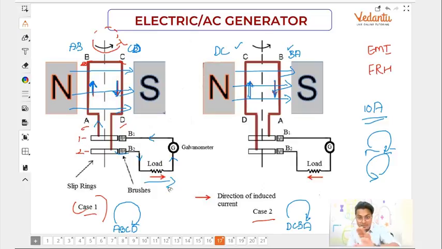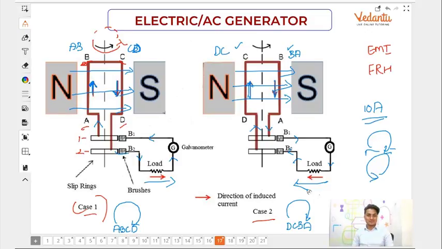If I do the same thing here, I can notice from AB the current comes, enters the circuit through B1, passes through the galvanometer, passes through the resistor, enters B2, goes to CD, and then the circuit is complete. Correct? So the current direction has changed. Hence proved. Value same, current direction changed.